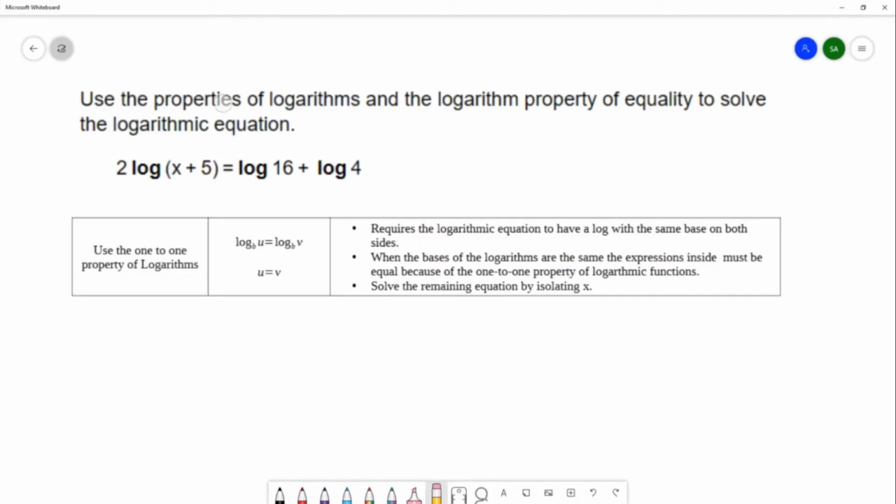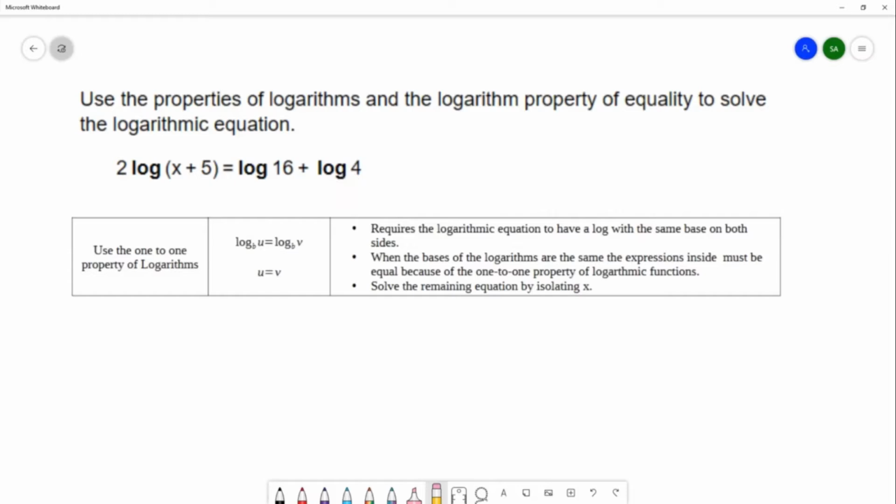Use the properties of logarithms and the logarithm property of equality to solve the logarithmic equation. The equation we want to solve is 2 log of x plus 5 equals log of 16 plus log of 4.